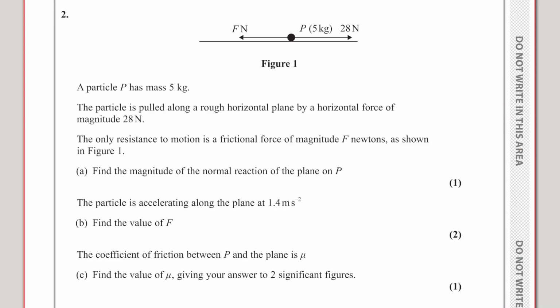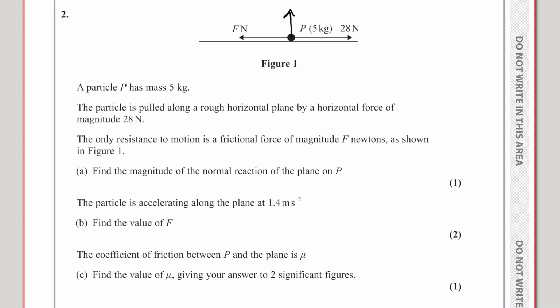Question 2. A particle P has a mass of 5 kilograms. The particle is pulled along a rough, so friction, horizontal plane by a horizontal force with magnitude 28. We can see that in the diagram. The only resistance to motion is a frictional force of magnitude F newtons as shown in figure 1. Part A, find the magnitude of the normal reaction of the plane on P.